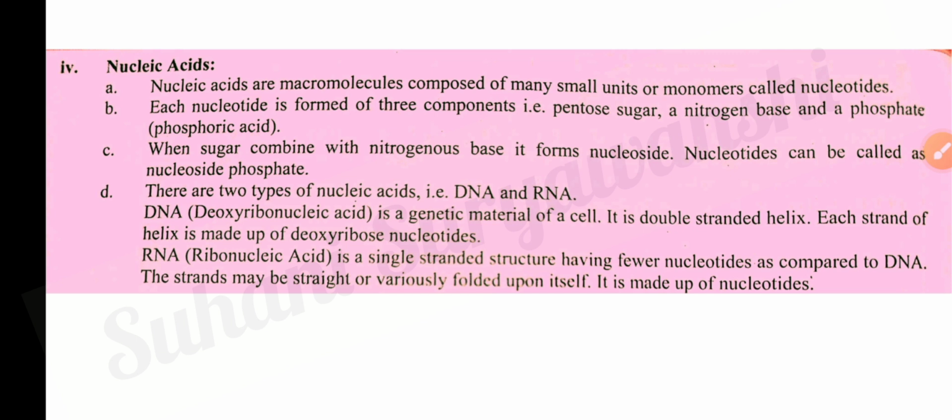There are two types of nucleic acid, that is DNA and RNA. DNA stands for deoxyribonucleic acid, which is the genetic material of a cell. It is a double-stranded helix, and each strand of the helix is made up of deoxyribose nucleotides. RNA is a single-stranded structure having fewer nucleotides as compared to DNA. The strands may be straight or variously folded upon itself. It is made up of nucleotides.